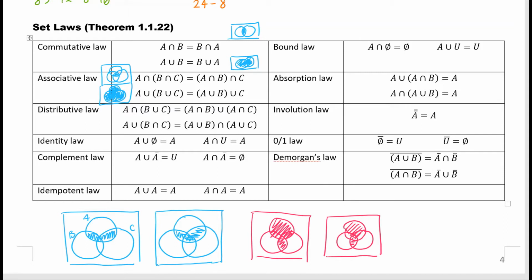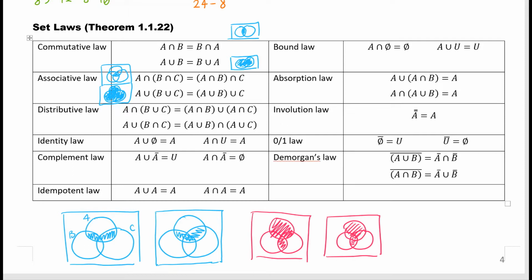And next, we have the identity law. A union the empty set is A. When you union the empty set, you actually add nothing to the set. The empty set is empty, so you still have the set A. And A intersect the universal set is A, because when you intersect with the universal set, you're looking for the common region, but A is a subset of U. So when you take the common intersection, you just get the set A.